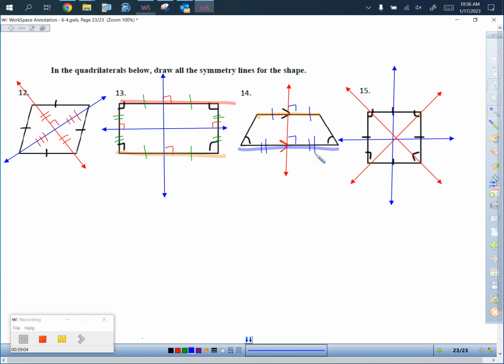And then how about all of this? 90s all over the place. You've got perpendicular bisectors of the sides. All of those have to be doubles, because doesn't a square have 4 equal sides? So if this whole side was 10, then 5 and 5, that's 10, 5 and 5, that's 10, 5 and 5, that's 10, 5 and 5. It's double tick marks all over the place.